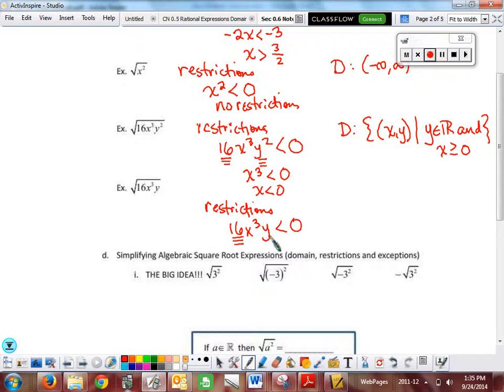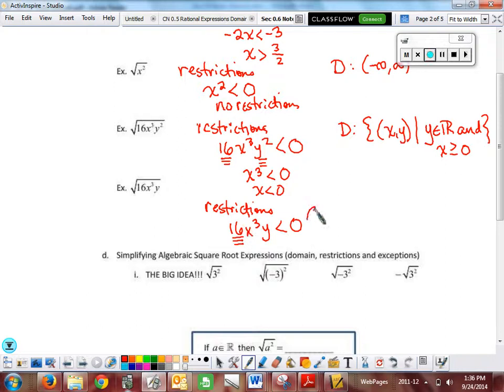But this x cubed y, all right, let's think about when would x cubed y be negative? What are my cases, my scenarios? If x is negative and y is positive, right? Or I could have x positive and y negative. So I'm reasoning out my choices here, okay?